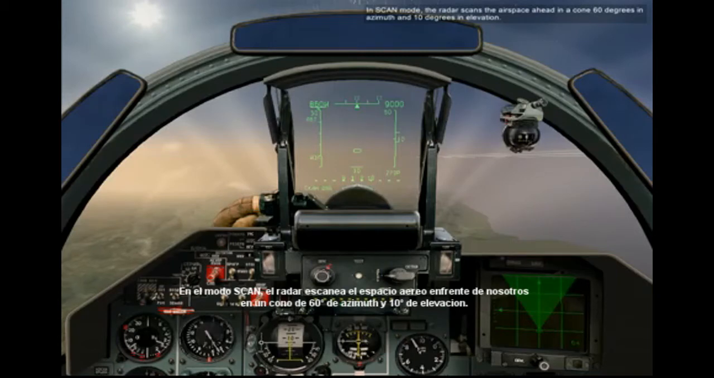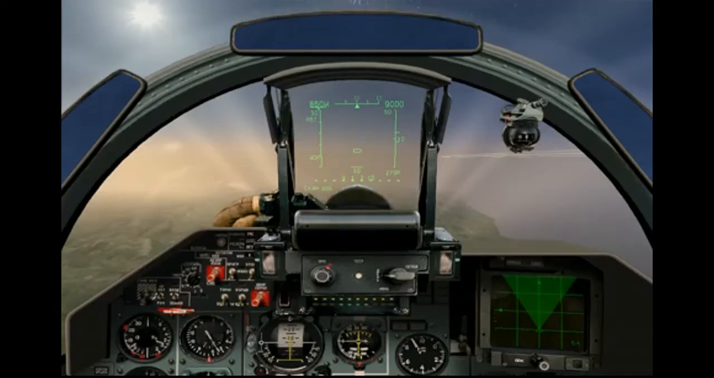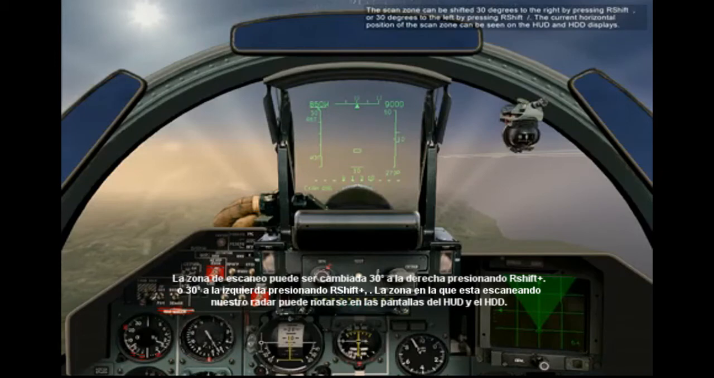In scan mode, the radar scans the airspace ahead in a cone, 60 degrees in azimuth and 10 degrees in elevation. The scan zone can be shifted 30 degrees to the right by pressing right shift and comma, or 30 degrees to the left by pressing right shift and slash. The current horizontal position of the scan zone can be seen on the HUD and the HDD displays.